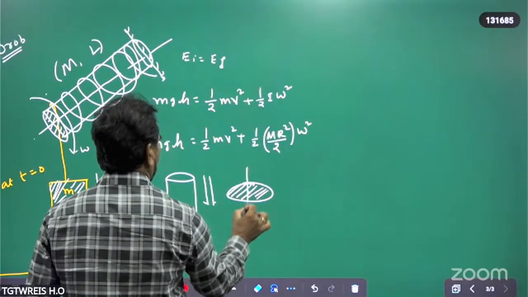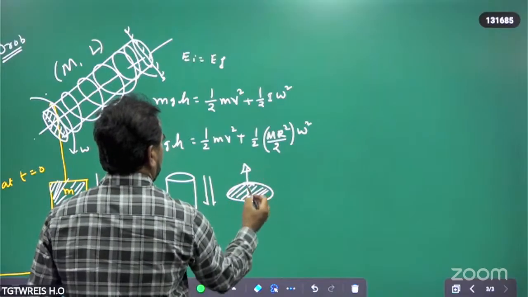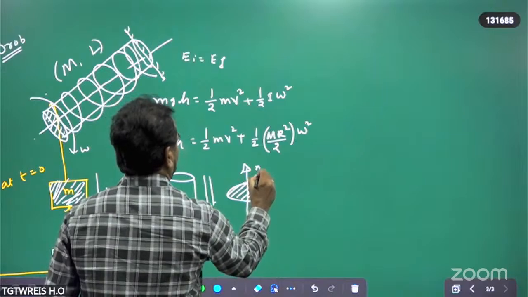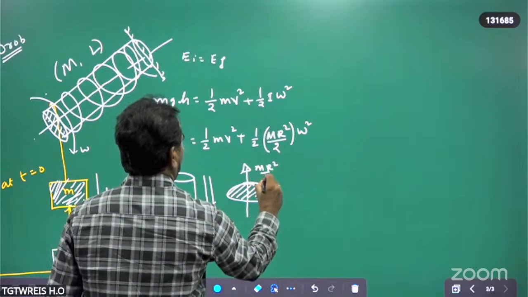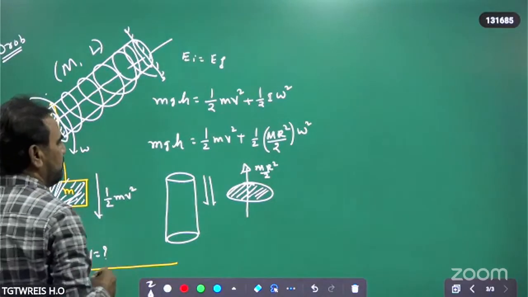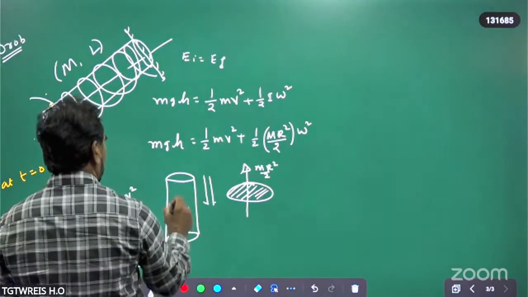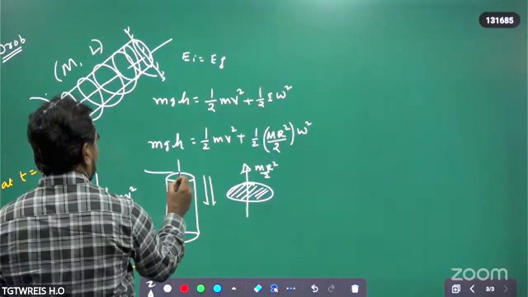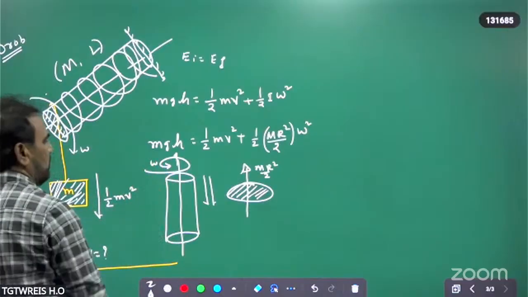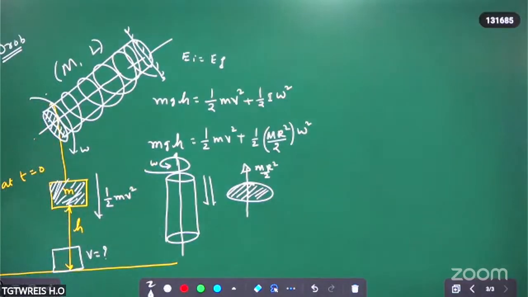You will have to get the disc. The moment of inertia of the disc about the axis passing through the center, perpendicular to the plane, is equal to mr square by 2, and it is rotating with an angular velocity omega. But v is equal to r omega, which is already known. The cylinder would be rotating about this axis of rotation with angular velocity omega, like this. So that's what I have written.